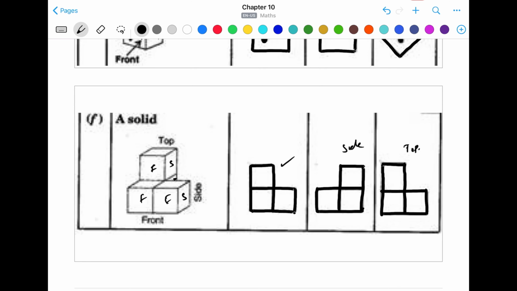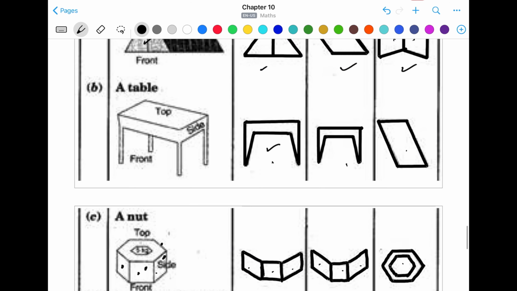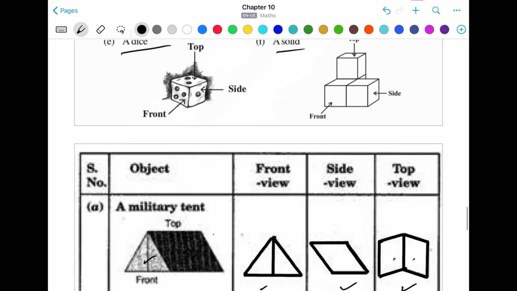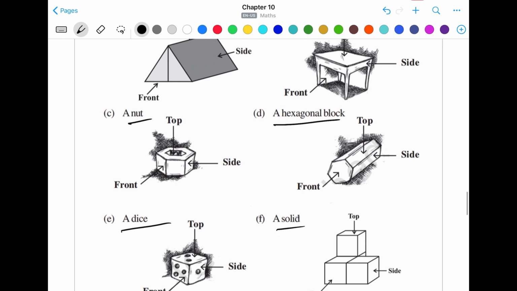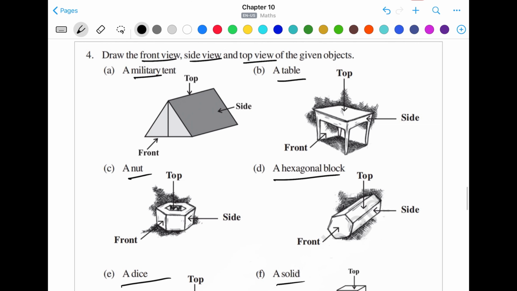Okay, so that's how you have to use your imagination, and then you will draw the different views of the given object. Okay, I hope you've understood all the questions. Now you have to practice these questions. Okay, you have to draw all these figures in your notebook also, and only then you will be able to understand it better when you do it by your hand. Okay, so with this we have concluded exercise 10.1.